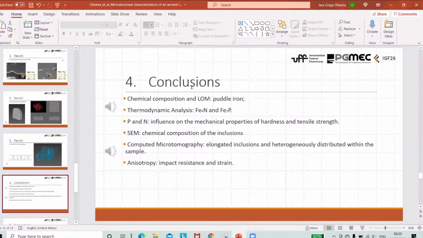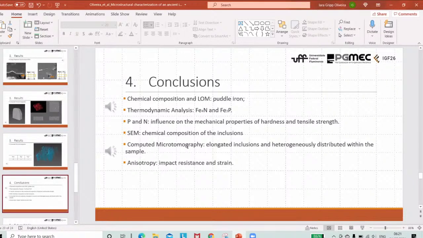Both those elements can influence the properties of hardness and tensile strength, especially by precipitation hardening. And because they are brittle elements, this material has a high hardness despite the low carbon amount that it presents. So it's because of the influence of those elements. With the scanning electron microscope, we could identify that those inclusions are rich in phosphorus and sulfur, again, which is in accordance with the chemical composition that we obtained.